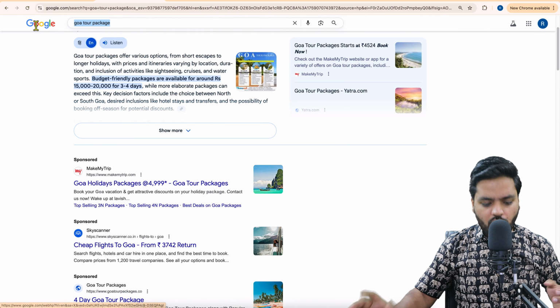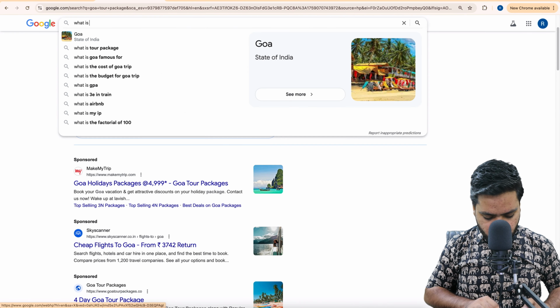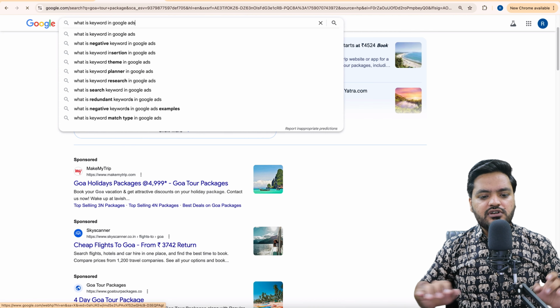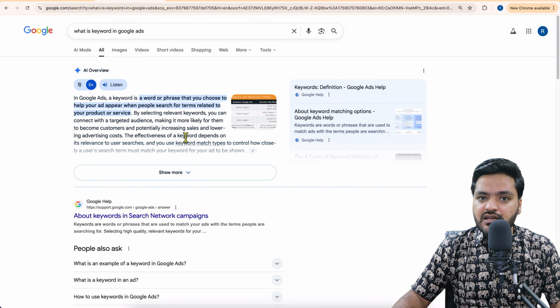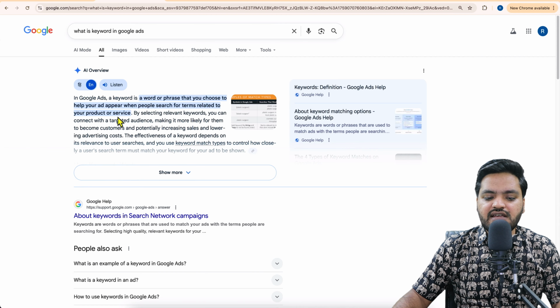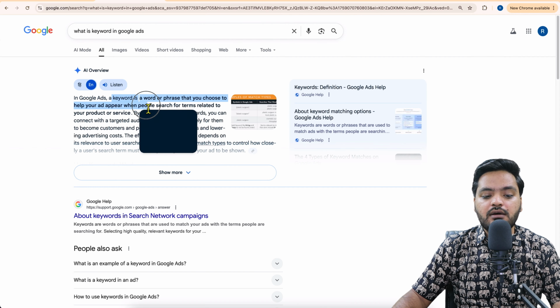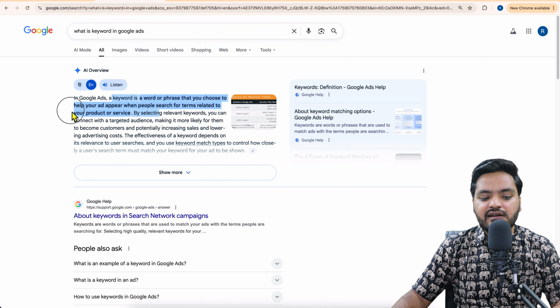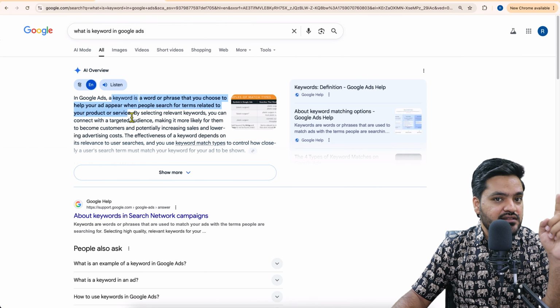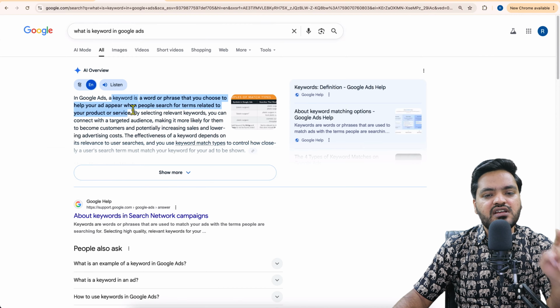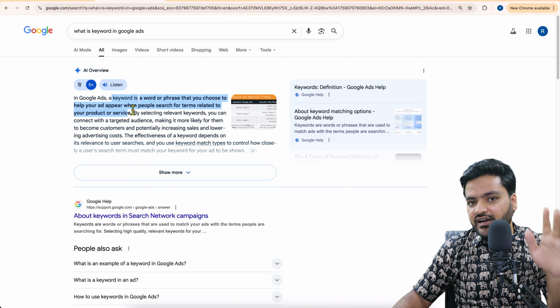If you Google what are keywords in Google Ads, Google will give you the definition, but if you look at the meaning of that definition, it is the same. A keyword is a phrase or word that you choose to help your ad appear when people search for terms related to your product and services. Again, related to your product and services, not every search term, not every phrase that is being searched on Google. So that is called a keyword.